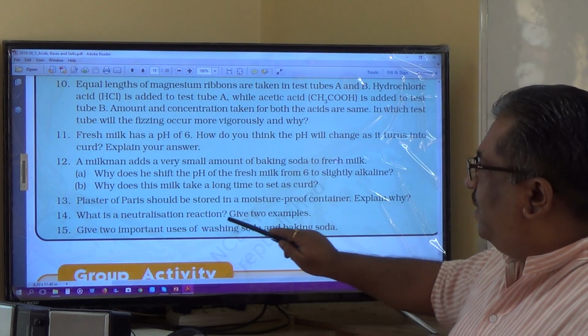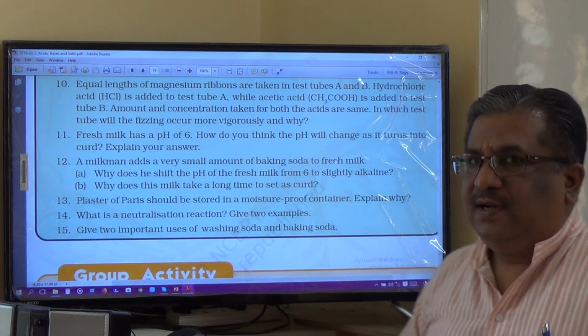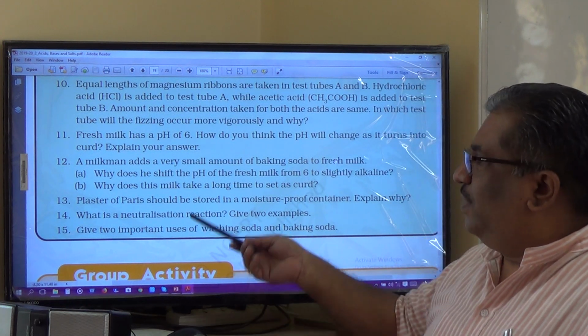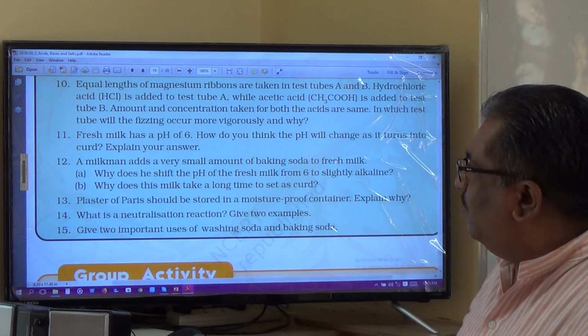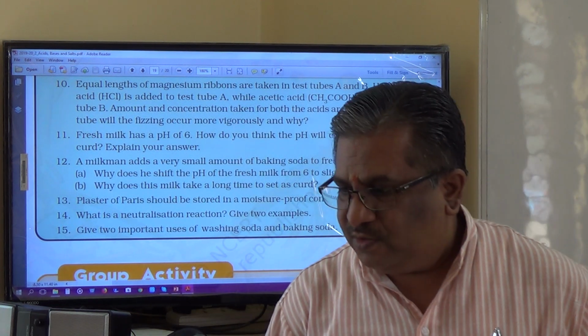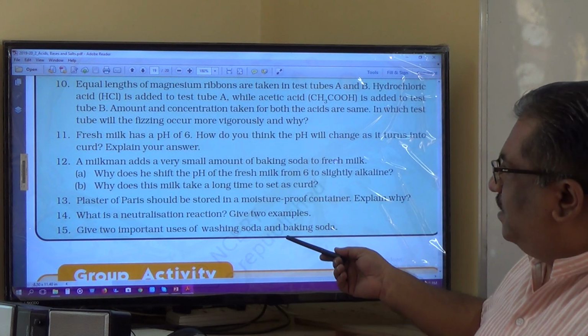What is the neutralization reaction? Give two examples. The reaction between acids and bases is called a neutralization reaction. I have given so many equations, you can refer to my notes. Give two important uses of washing soda and baking soda. So all these things have been discussed in detail.